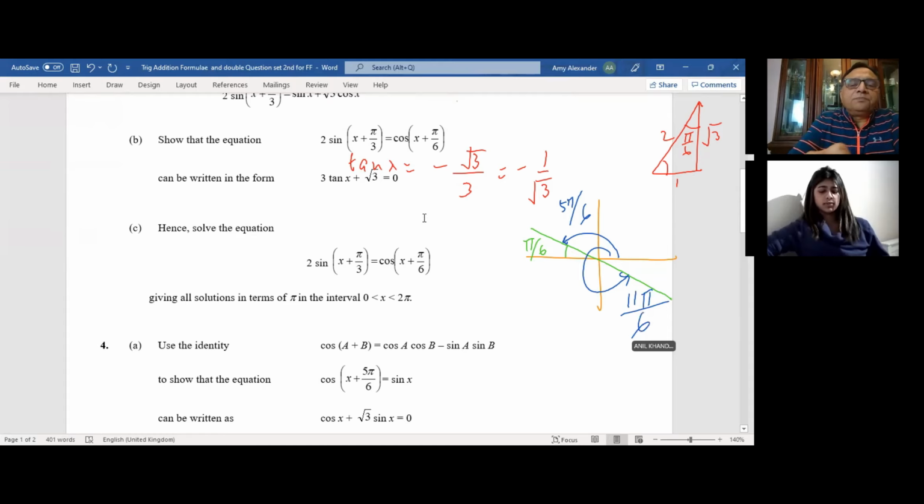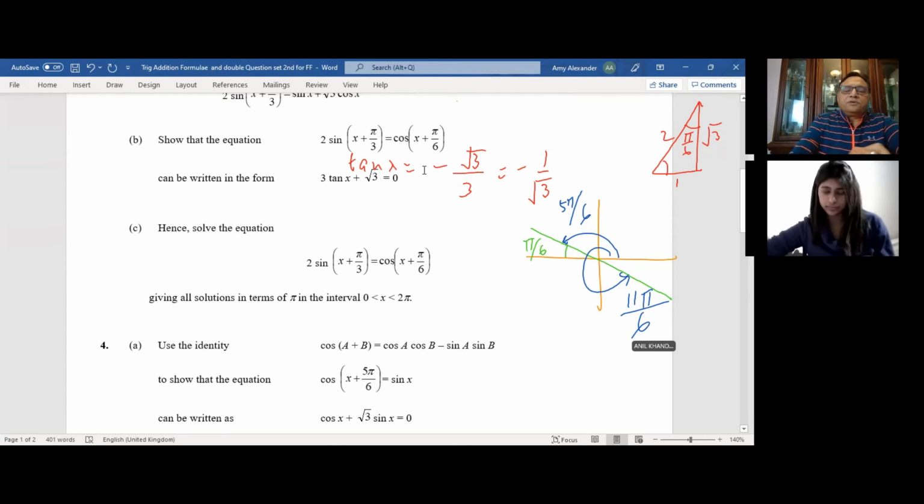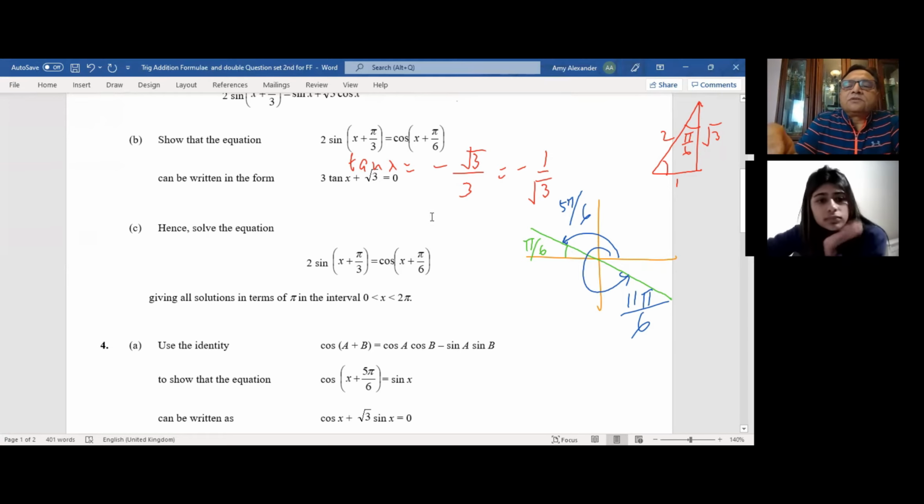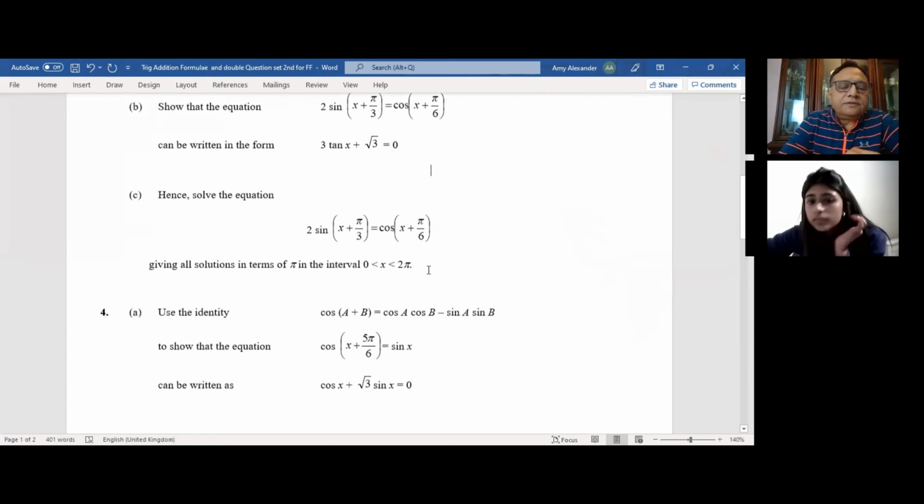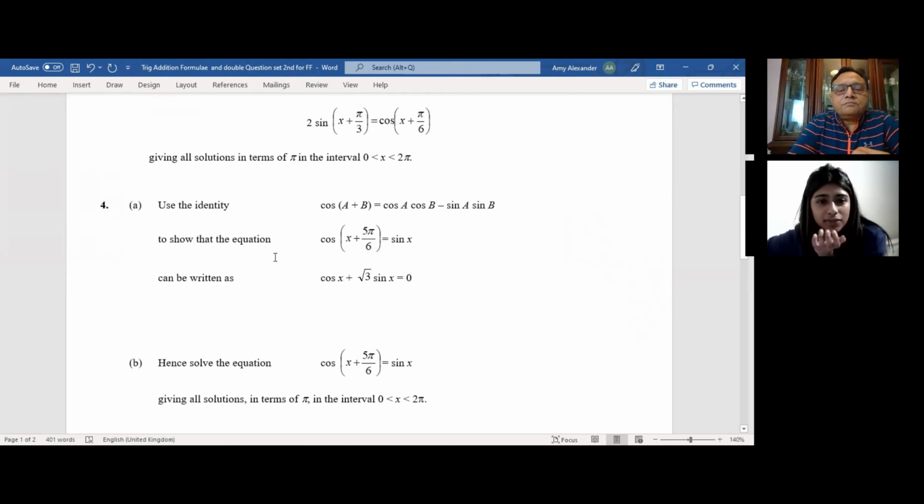Perfect. So that is how you're going to solve this particular question. That's a good question. So you got it. Yeah, next question, please. I think these are quite similar, just show that, where they give us the same answer.